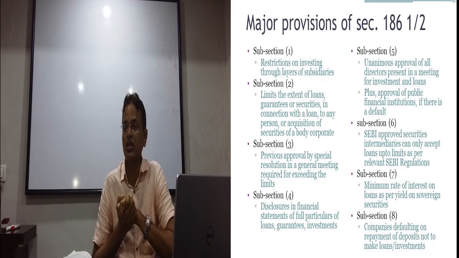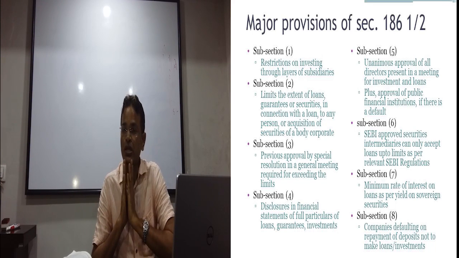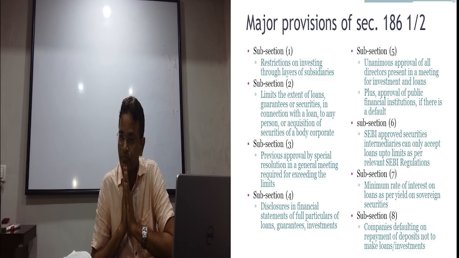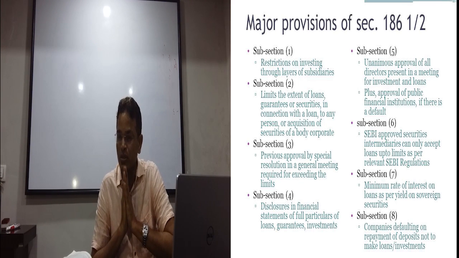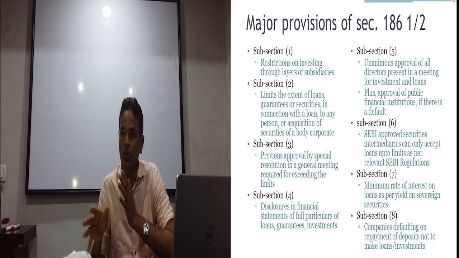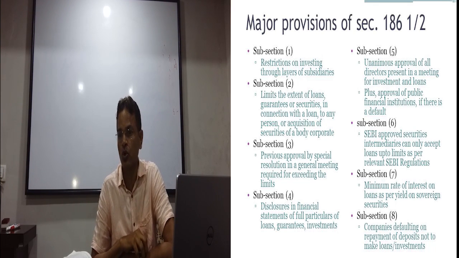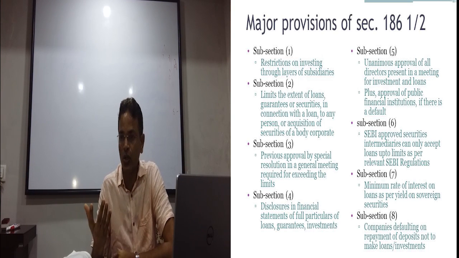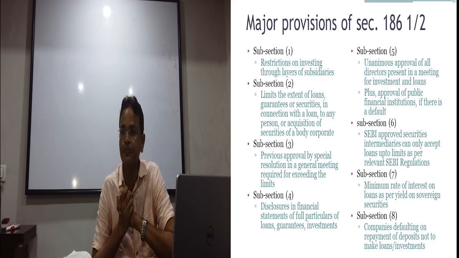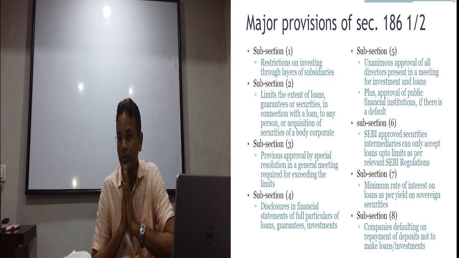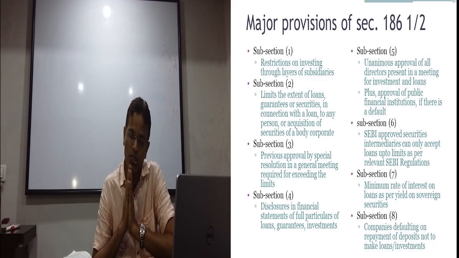Subsection 7 is quite an interesting provision. It says where the company wants to give a loan to any person, the rate of interest on such loan shall not be less than the yield prevailing on a risk-free security, a government treasury, of near maturity. For example, if I'm giving a 1 year loan, I'll need to check the yields on 1 year government securities. If I'm giving a 3 year loan, I'll need to check the return on 3 year government treasuries, and the rate of interest on the loan cannot be lower than the yield on risk-free government securities.